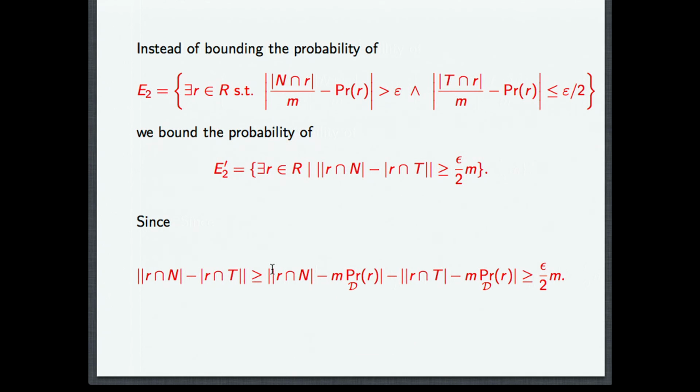Okay. So now we define a third event, which is a kind of simplification of E2. So it's E2 prime. Remember, here we say the first sample missed the right probability by more than epsilon. The second sample is within epsilon over 2 of the right probability. So now we want that there is any set R such that the difference between its intersection with N and its intersection with T is greater than epsilon m over 2. Remember, this one is the intersection is greater than epsilon n. This is smaller than epsilon n over 2, so the difference has to be this. So this one is more general than that one. And this is the formal proof for that.